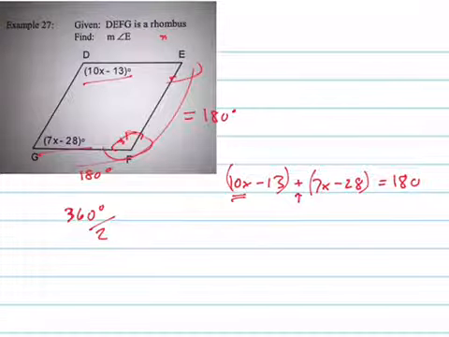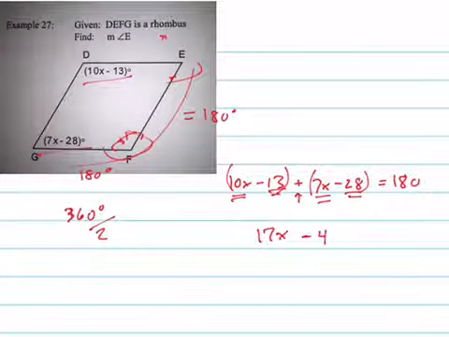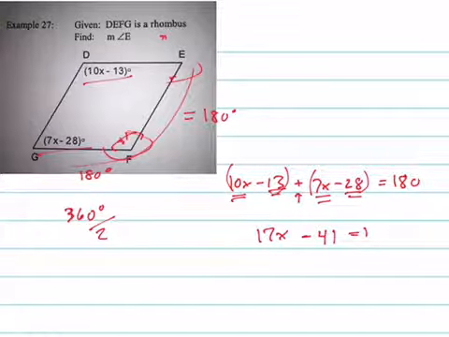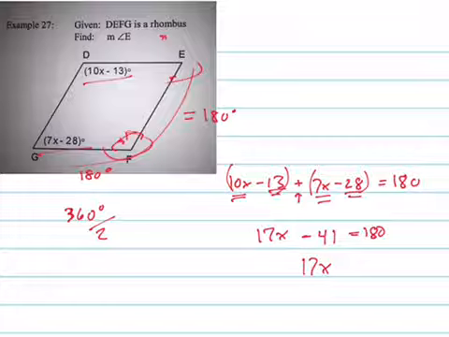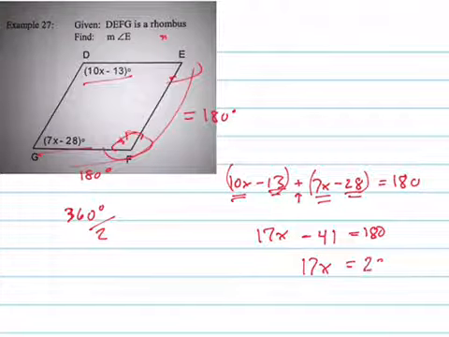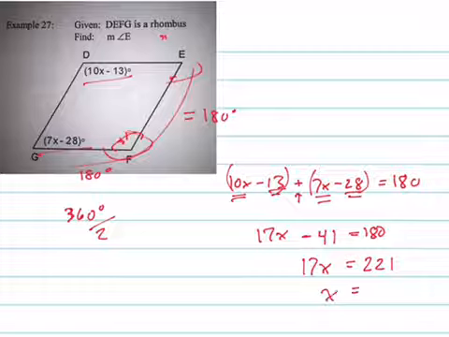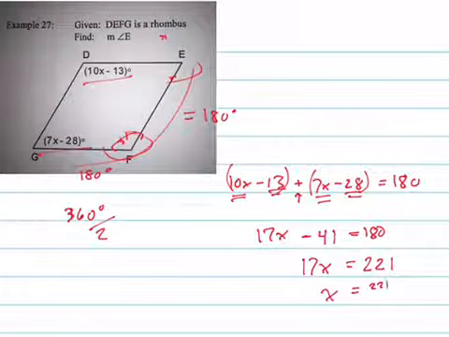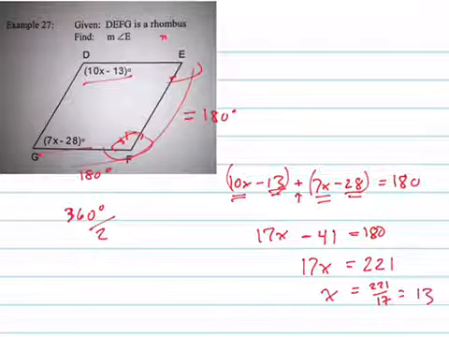So let's add them together. That's 17x minus 41 equals 180. How do I solve that for x? Just move the 41. Add 41. So 221. I'm adding 41. And then divide by 17. What's 221 divided by 17? Hopefully it's a nice number. Punch it in your calculator. And it is a nice number, 13.